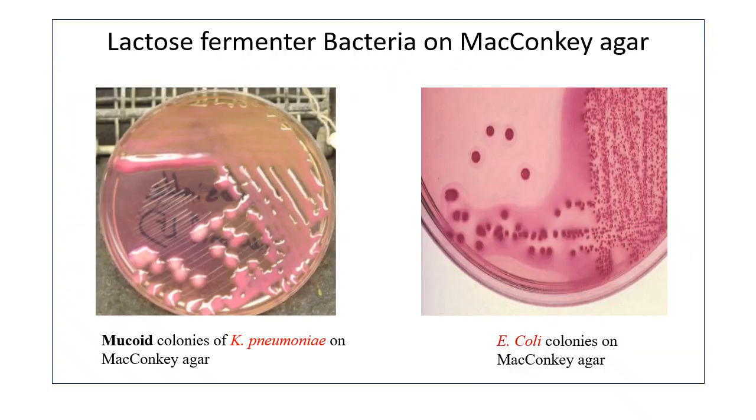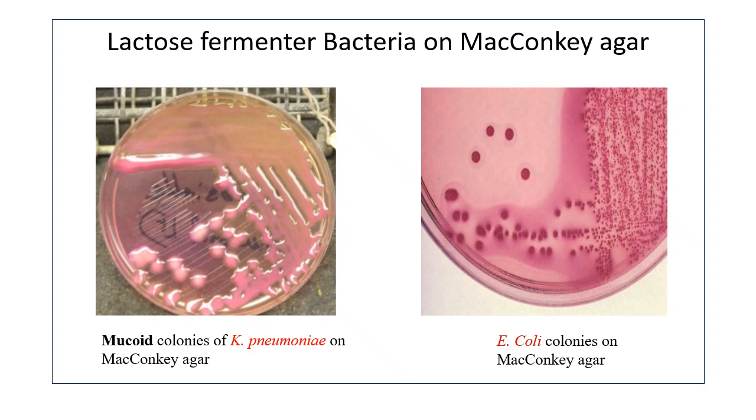And in this image, you can see the lactose fermenter bacteria on MacConkey agar, E. coli and Klebsiella. Both of them produce pink colonies, as both are lactose fermenter bacteria. They ferment the lactose in the media and lead to the production of acid, and this acidity leads to the change of the color of the indicator neutral red and produces the pink colony.